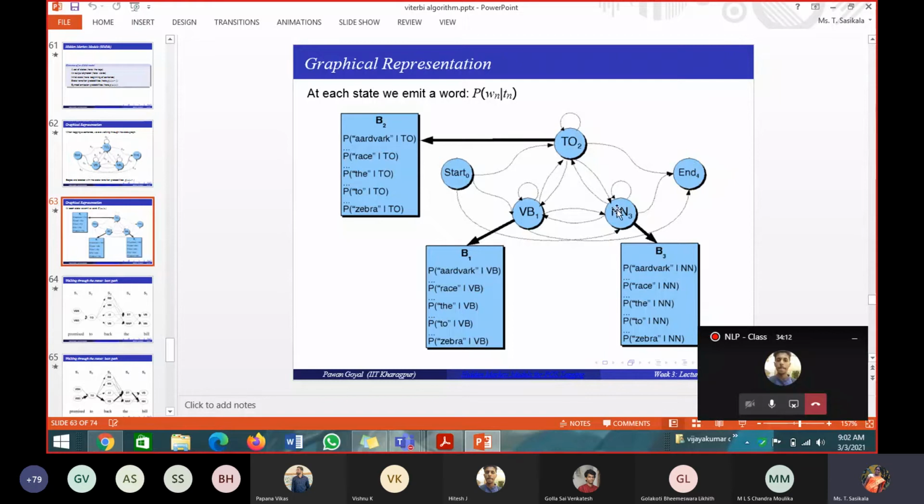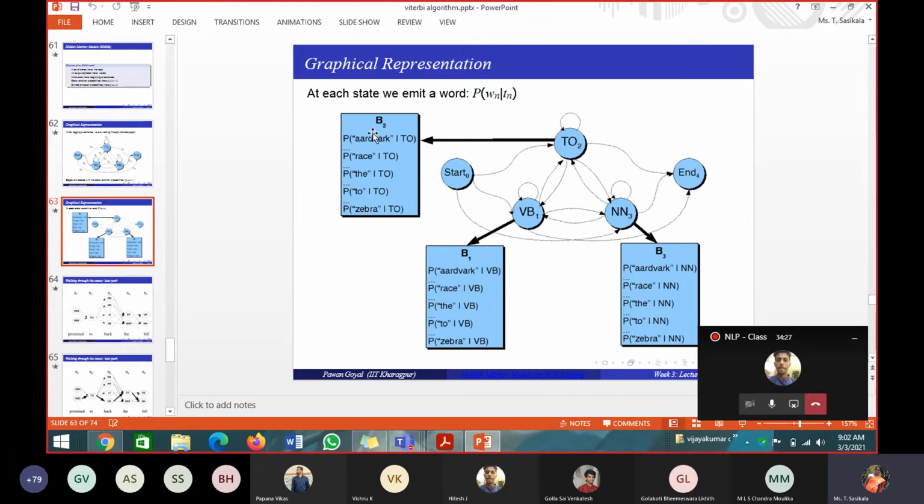Somebody wants to tell something? Here, the word is given a tag. So, words given the tag. P of Wn given Tn, this is the word transition probability. Adverb can be a preposition, race can be a preposition, the can be a preposition, to can be a preposition, zebra can be a preposition.